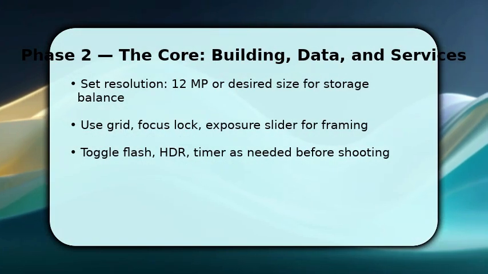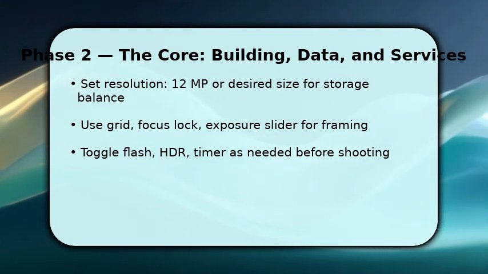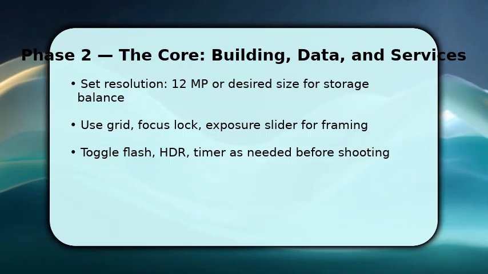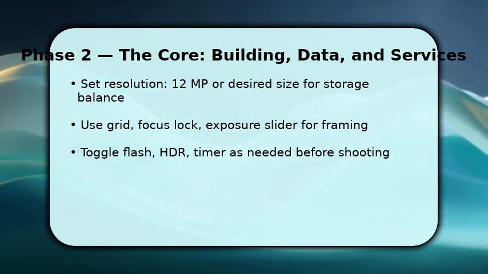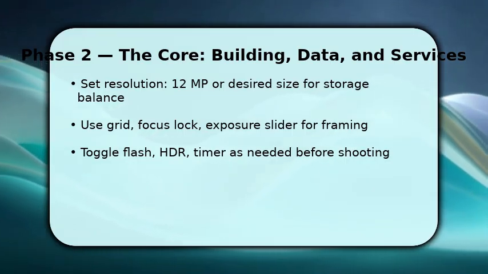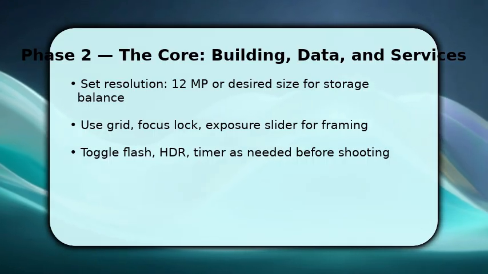Once the app is open, set resolution and quality so files meet your needs. Lower resolution saves space, higher preserves detail. Use the grid lines to compose with the rule of thirds, then tap to set focus and slide exposure to control brightness. Lock focus when subjects move and enable the timer or burst for action shots.